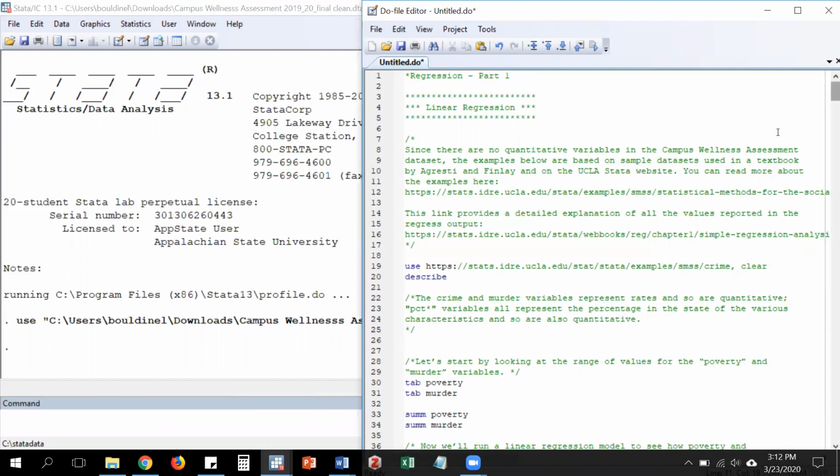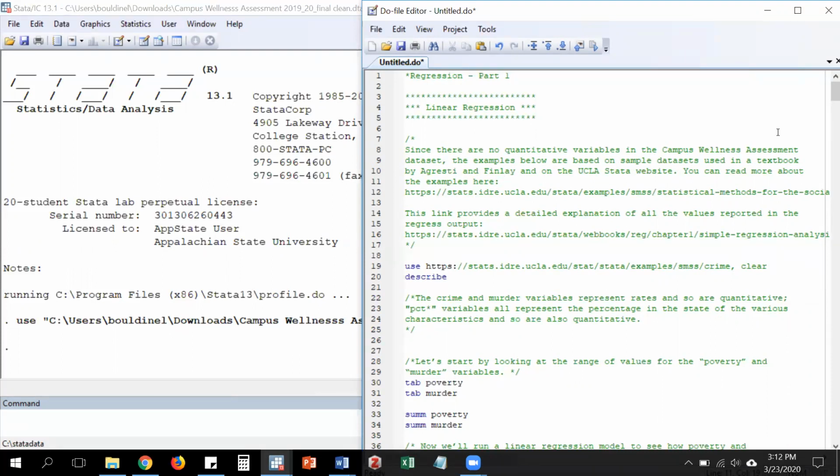And before I jump into this, let me just give you the takeaway. So the commands to do regression in Stata are pretty straightforward. So for linear regression, the command is regress. And then for logistic regression, the command is logistic. And the format for both of them is the same.